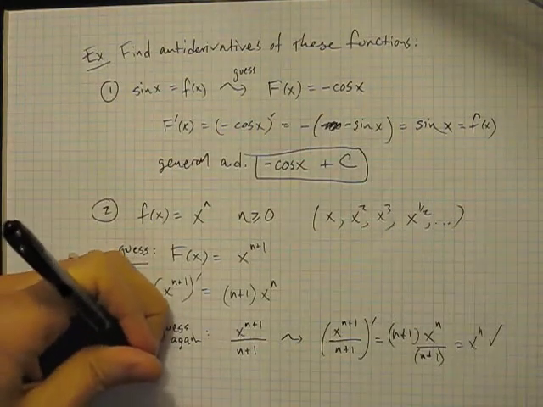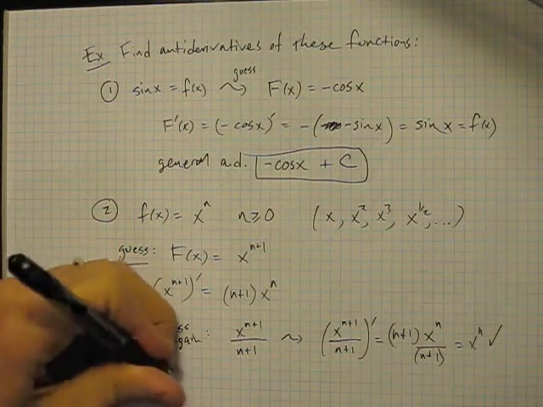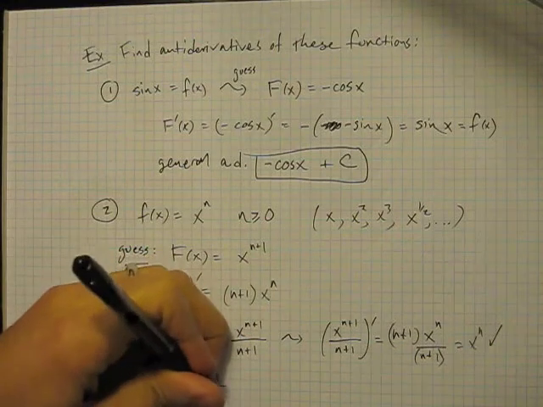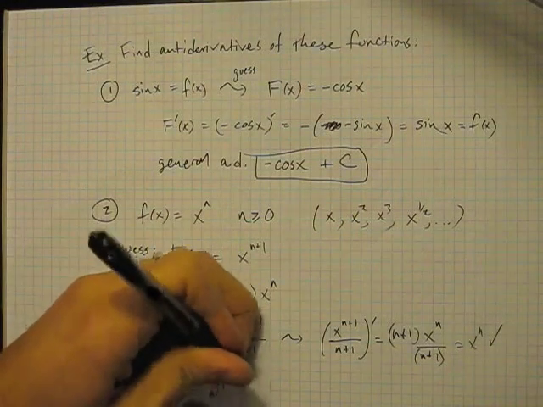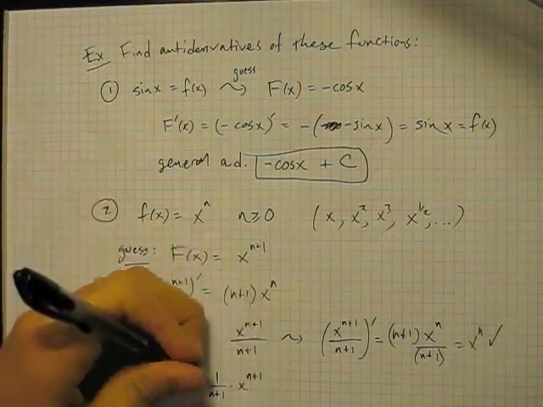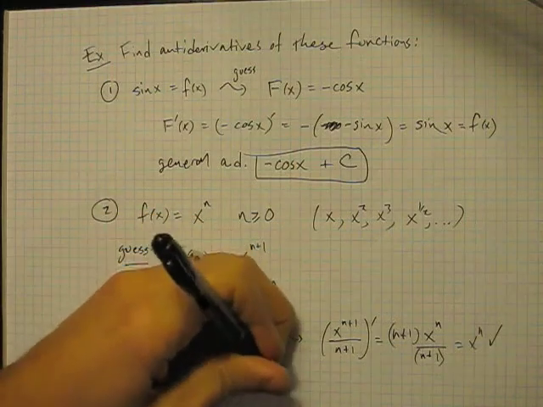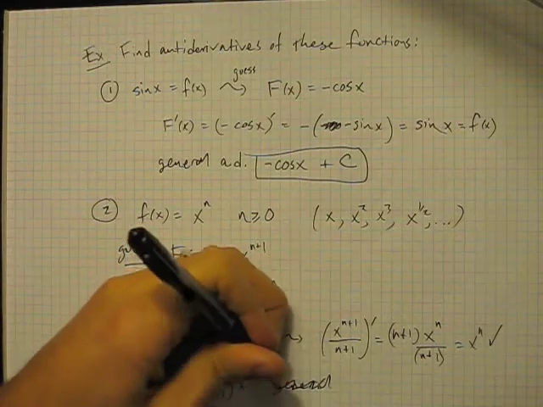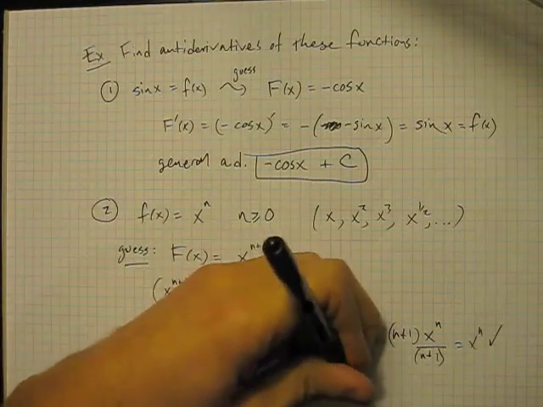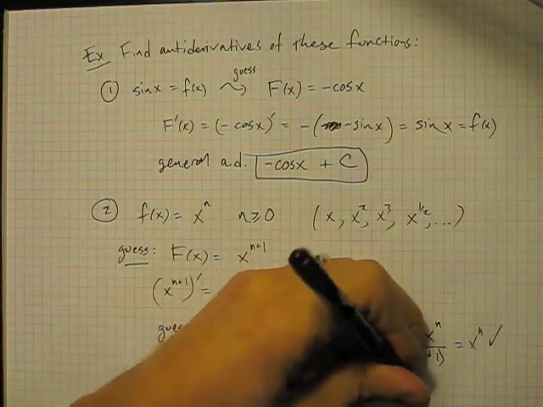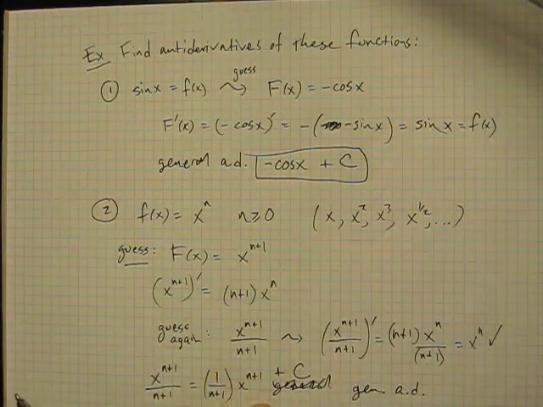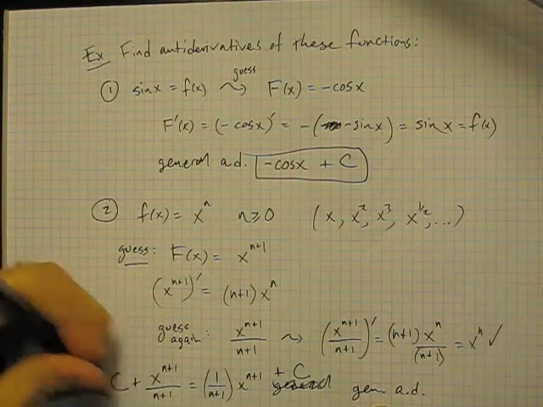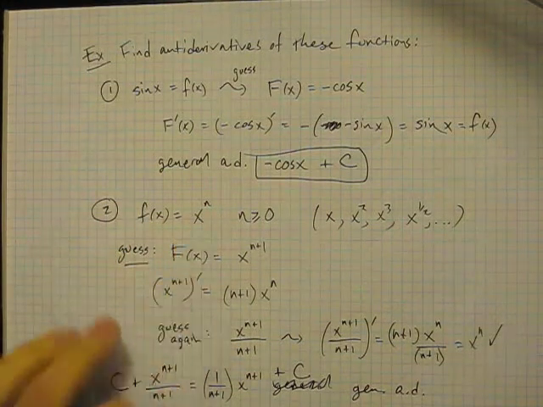So that means that x to the n plus 1 over n plus 1, another way to write this might be 1 over n plus 1 times x to the n plus 1, plus c is the general antiderivative. Okay, so this, plus c, is the general antiderivative of x to the n.